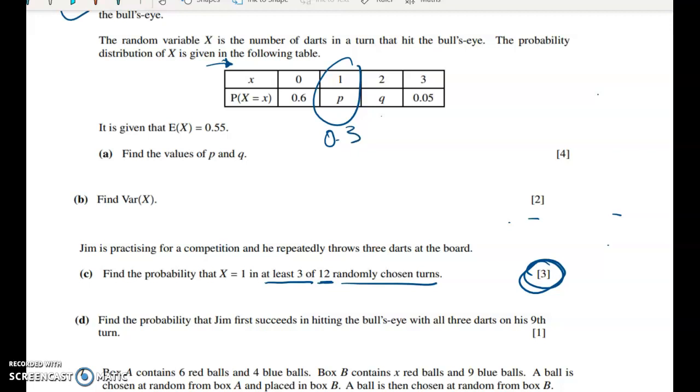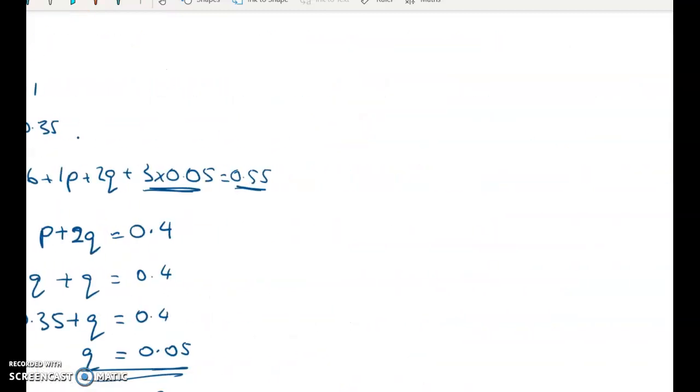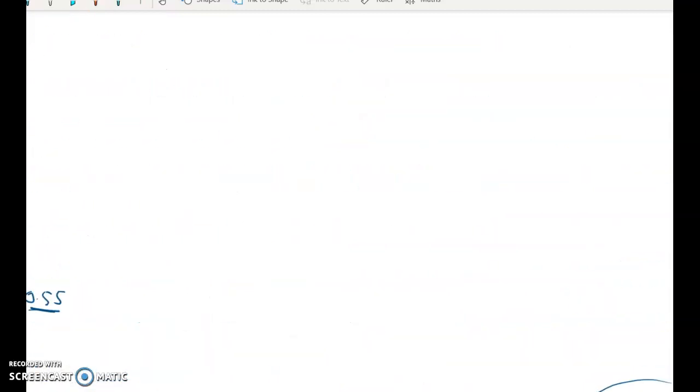So what can I say about that before we start? Well, one thing that's good to do is to realize that we're working with a new random variable, which is the number of times that he gets 1. So Y, it's good to call it a different name. What have we got? Well, Y is a binomial distribution. It's got a fixed number of trials of 12, and it's got a probability of success of 0.3.